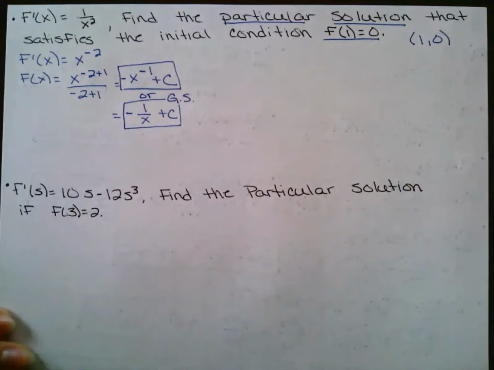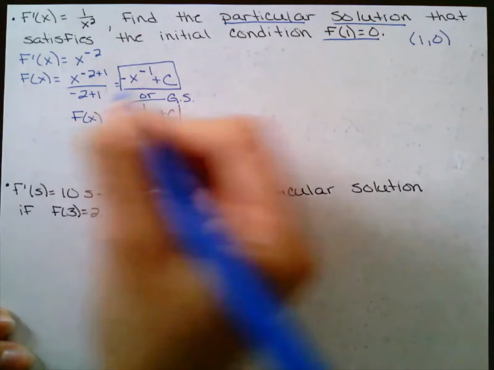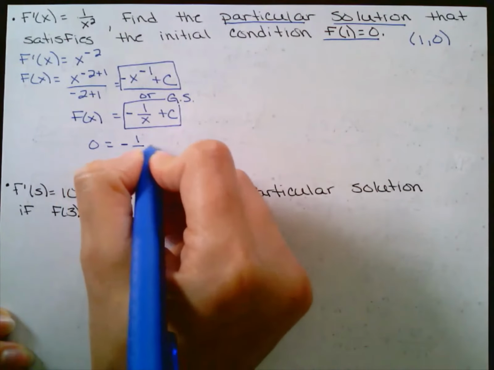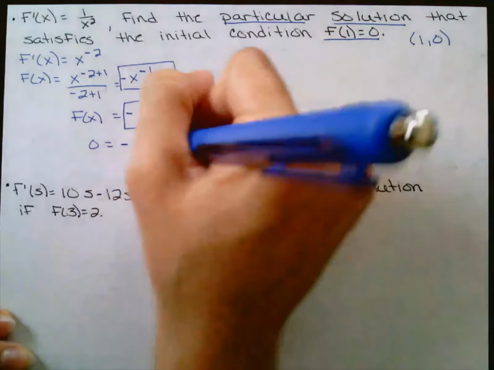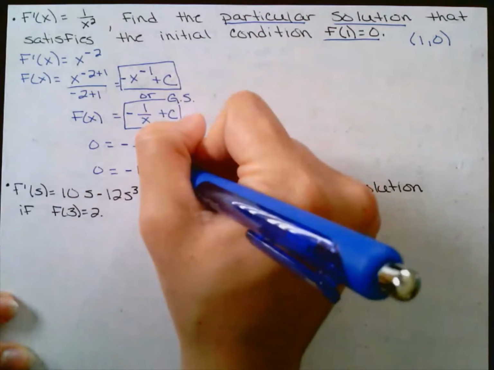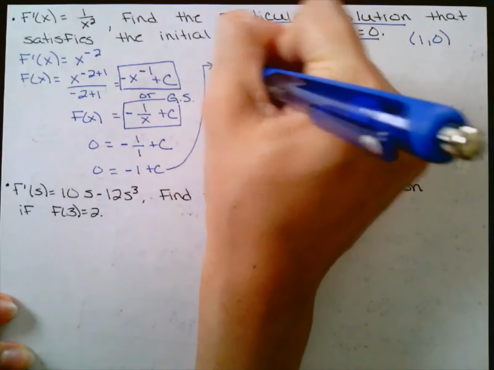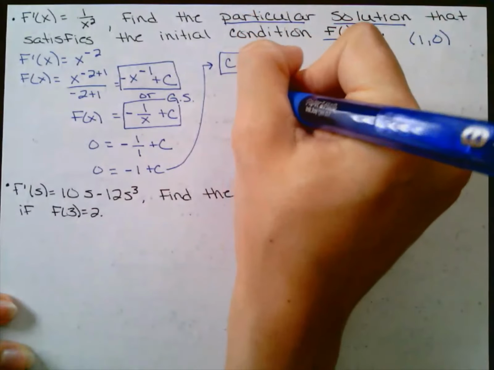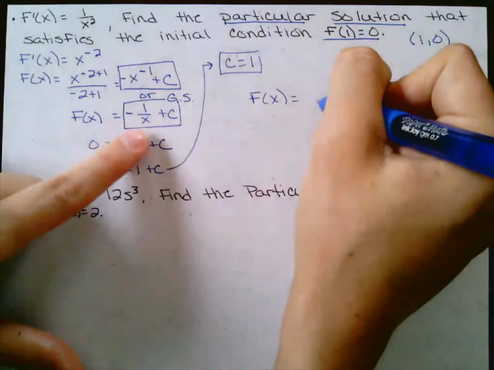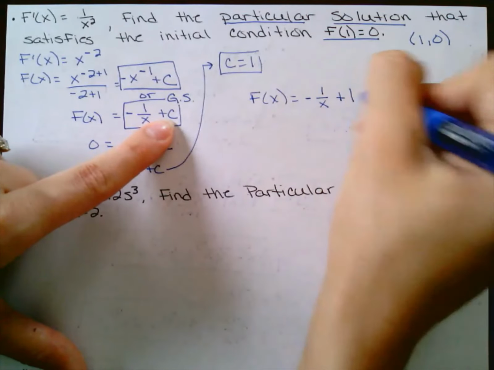So now, next step is going to be to plug that in. So if that's what f of x equaled, my y is 0, and then my x is a 1. All right, so I have 0 equals negative 1 plus c. Move that 1 over, and I have that c equals 1. Last step, plug that c in. I have f of x equals, here was my general solution. I'm going to say negative 1 over x, and instead of plus c, plus 1.